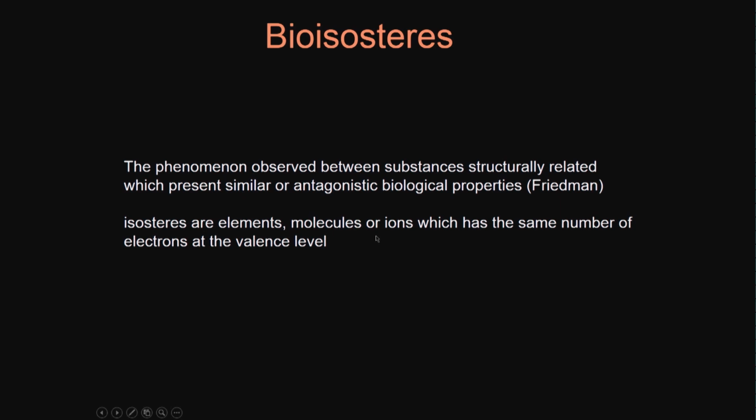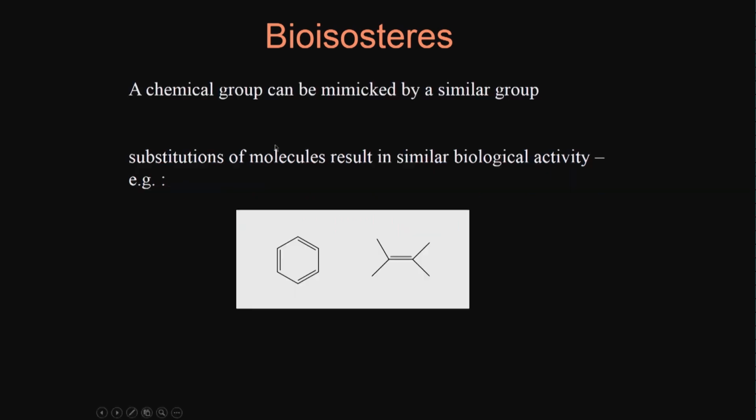So if they have the same number of electrons at the valence level, the chances are they may exhibit similar properties. That is the concept of bioisosteres, and it is very useful when you are doing drug design. A chemical group can be mimicked by a similar group, that is what a bioisostere is. So this and this are bioisosteres, because you have a double bond here. So chances are they may have similar biological properties.